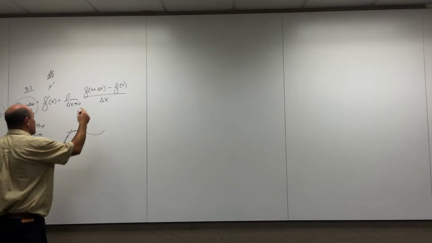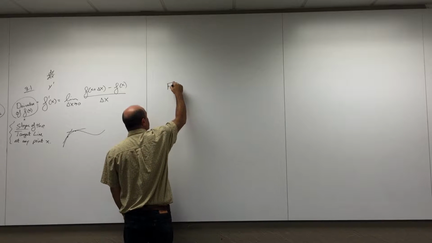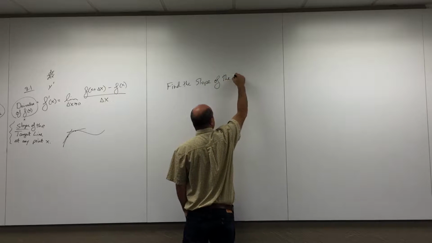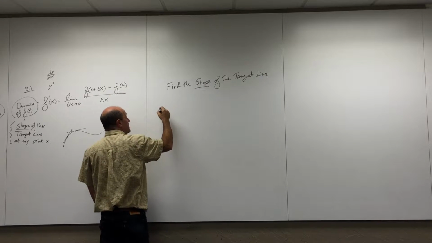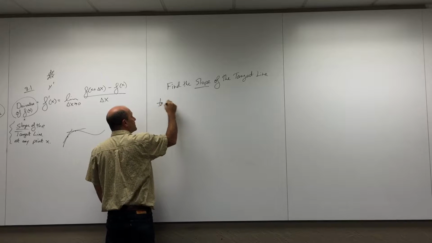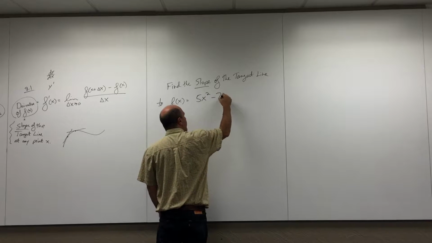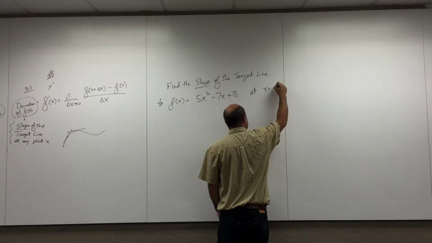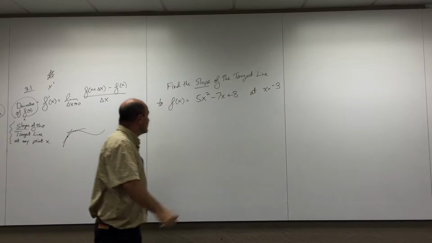But I want you to do this limit, and maybe I'll ask it in this way. Watch this. Find the slope of the tangent line to this function at x equals -3. So that's a good question. You guys want to try it?